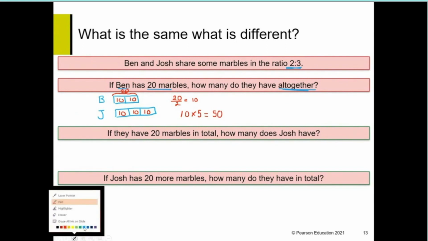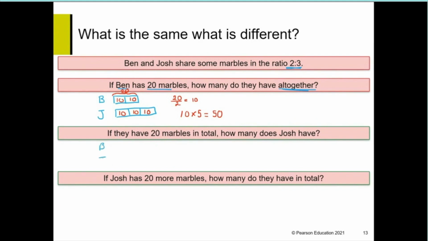Now the second one, same starting point. Ben and Josh are still in the ratio 2 to 3.